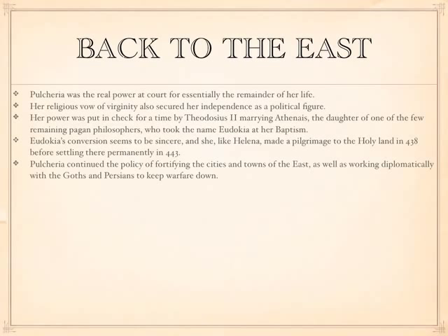Pulcheria, I won't say Theodosius because he didn't do anything, she did everything. Pulcheria continued the policy of fortifying the cities and towns of the east, as well as working diplomatically with the Goths and Persians to keep warfare down. And yes, this involved payments at some times, selected battles at others, but she balanced the various competing interests quite well.